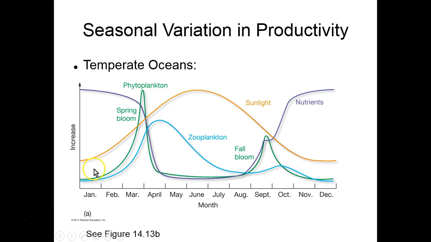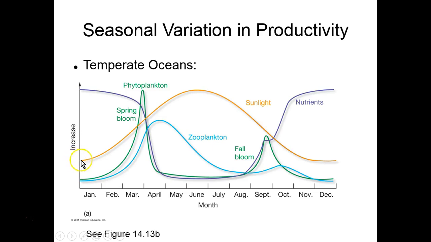So this graph here is showing you essentially the same thing, but all in the same graph. Okay? So we have an increase on the y-axis, and on the x-axis we have months. So it's over the course of the year. The orange line represents the amount of sunlight. The blue line represents the amount of nutrients in the water. The green line represents the amount of phytoplankton in the water. And then the turquoise line represents the amount of zooplankton in the water. Okay, so I'll talk about zooplankton in just a second.